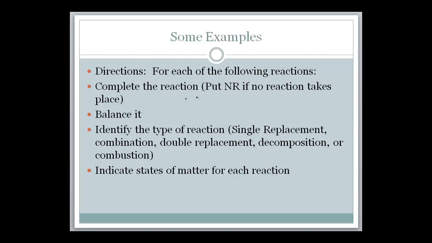We're going to determine if the reaction happens or not, and if it doesn't happen, we'll put an NR for no reaction. We're going to balance all of the reactions after we've written the products. We're going to identify what type of reaction from the 5 that we went over, and we're going to indicate the states of matter in each of those reactions also. So these are all going to be from your practice packet. If you haven't printed that, I certainly hope you have by this point. But anyway, if you haven't printed it, print it, and we will start going over these.